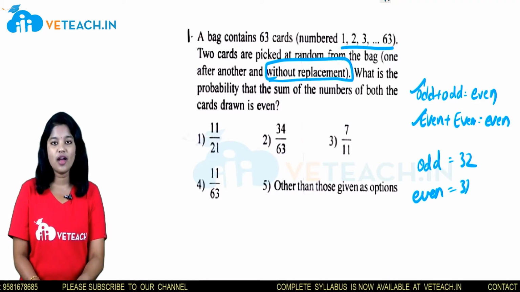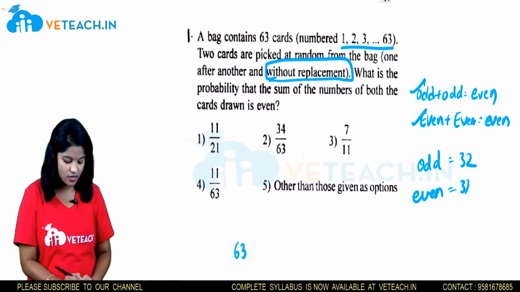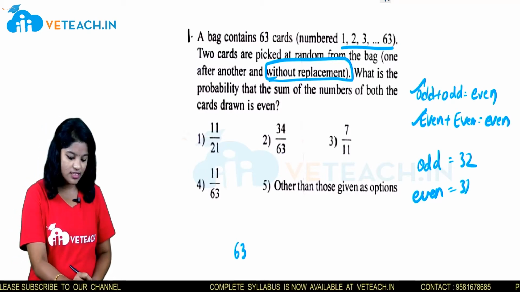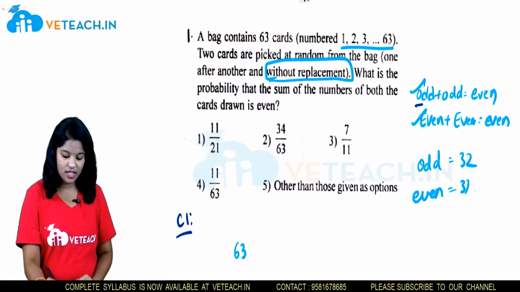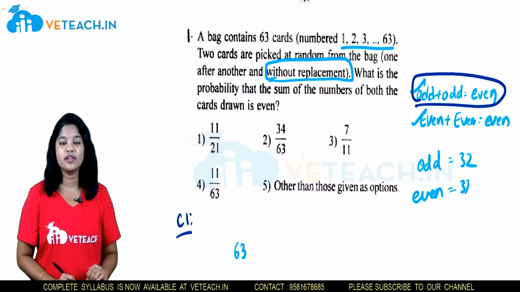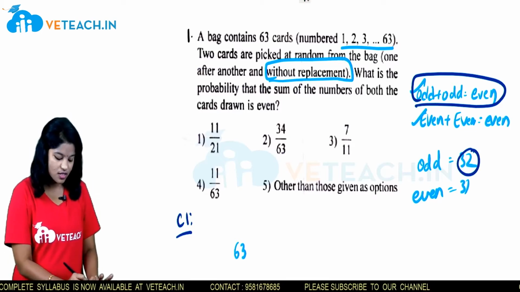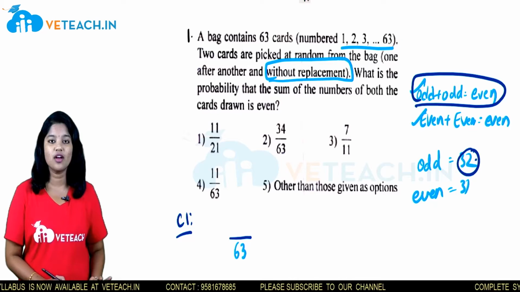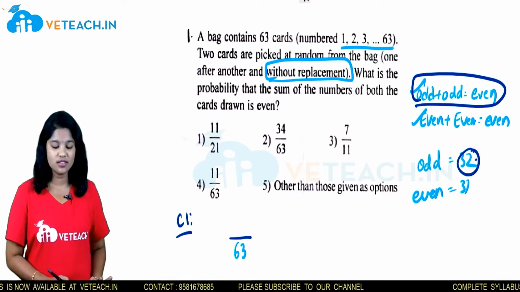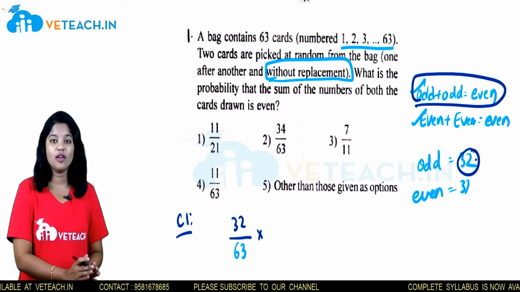So, the total number of cards is 63. In the first pickup, the total number of cards will be 63. Let it be case number 1, that is odd plus odd is equal to even. Total 32 odd cards are there. Out of 63, among these 32 cards, we can pick any card. That is 32C1 ways, which is nothing but 32. This is the picking of the first card.